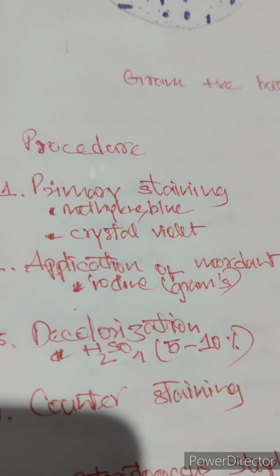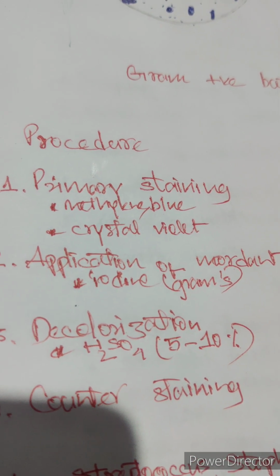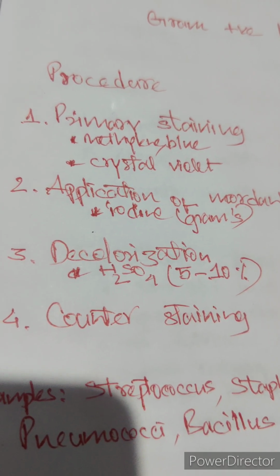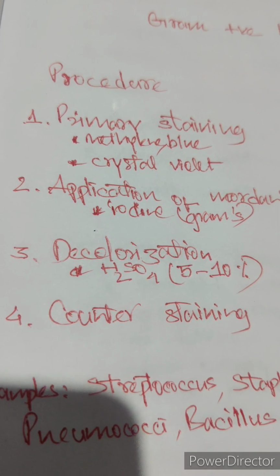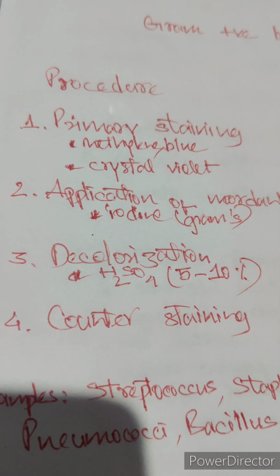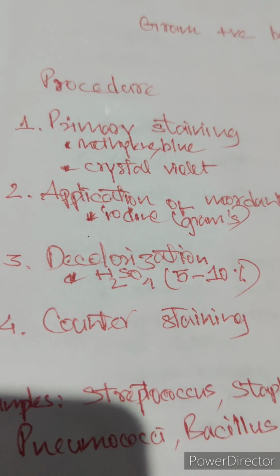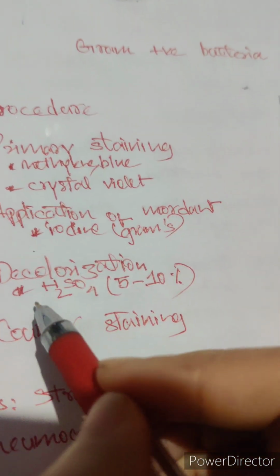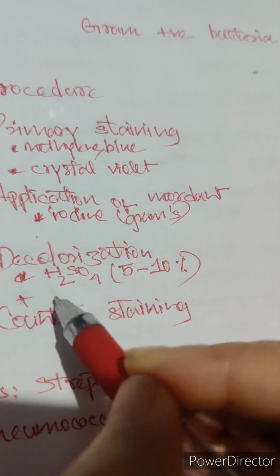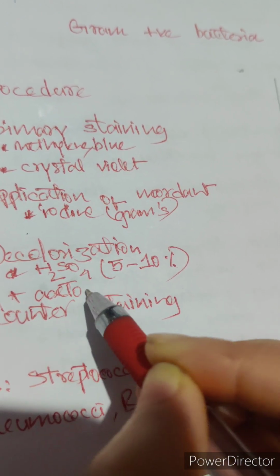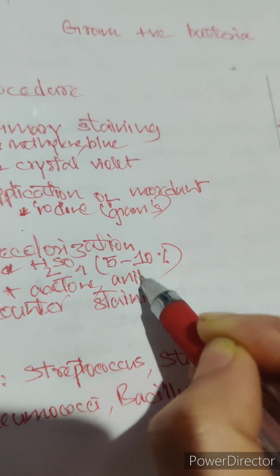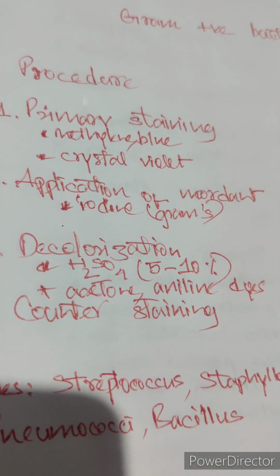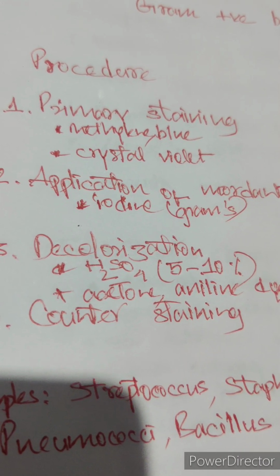After application of the mordant, we decolorize it. So the third step is the decolorization. The name itself implies that we have to decolorize the previous stains. In decolorization, we take 5 to 10% sulfuric acid, that is H2SO4, or acetone or aniline dyes, and wash it off the glass slide.